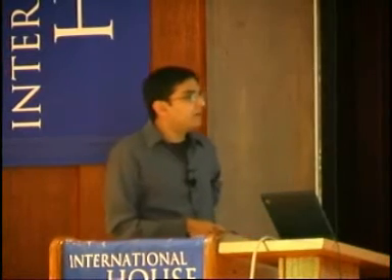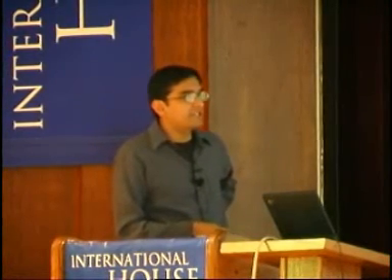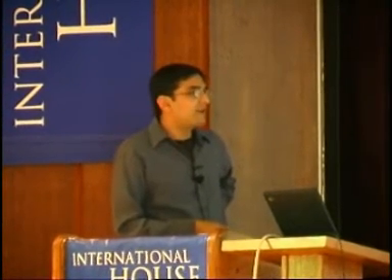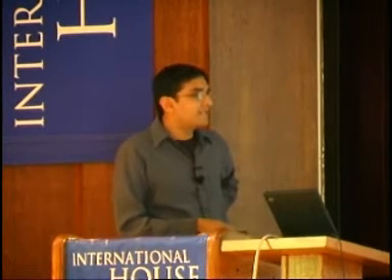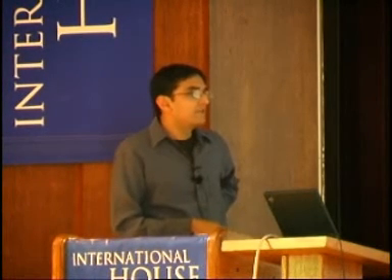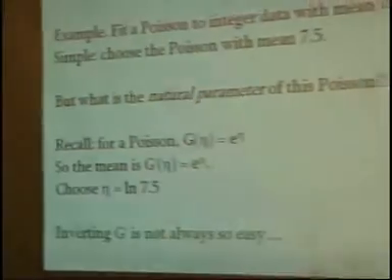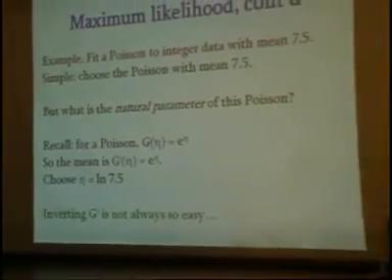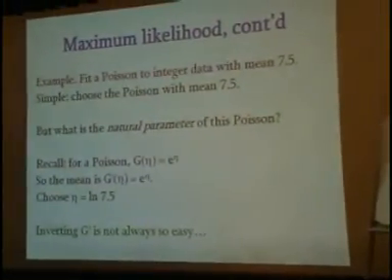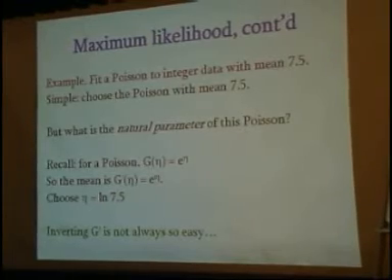In the case of Poisson, it turns out to be easy. We know that the log partition function is just e to the eta. So the derivative is also e to the eta, which is the mean of the distribution. So we just set this to be 7.5, and therefore eta is ln 7.5. So in the case of the Poisson, it's easy to go from the expectation parameter, which is 7.5, to the natural parameter. That's just the natural logarithm of 7.5.